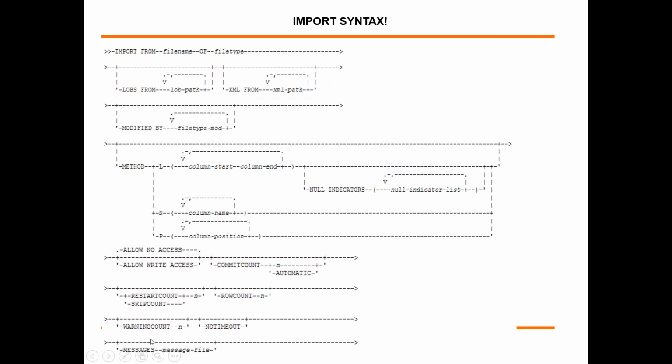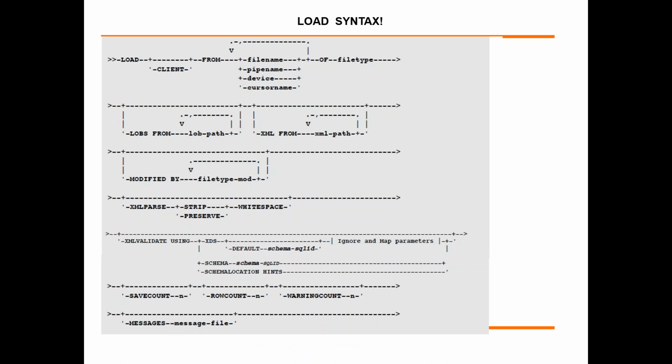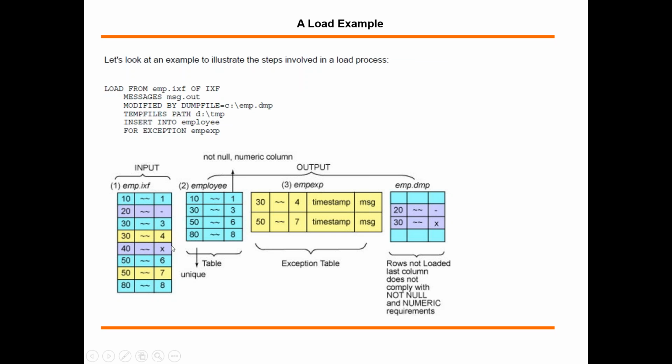There is something here called warning count in the import syntax. By default, the warning count is 1. That means the moment you hit the first error, stop there. So the default behavior of import is that the moment you see any bad data, for example, even in the second record, 20 hyphen, it just stops there.